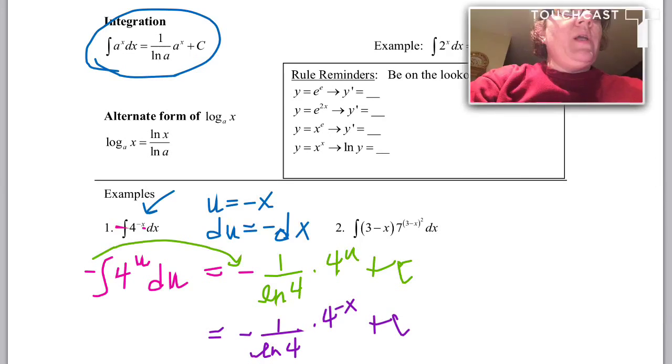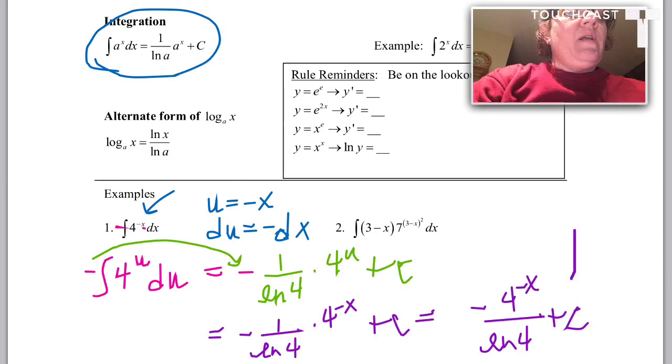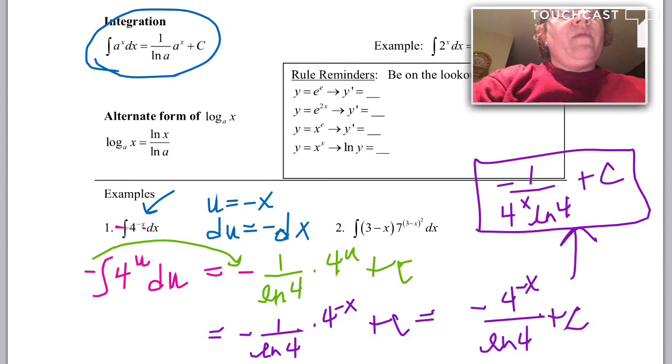And of course, I could write that as negative 4 to the negative x over natural log of 4 plus c. And again, I don't like negative exponents, so negative 1 over 4 to the positive x, natural log of 4 plus c. Beautiful.